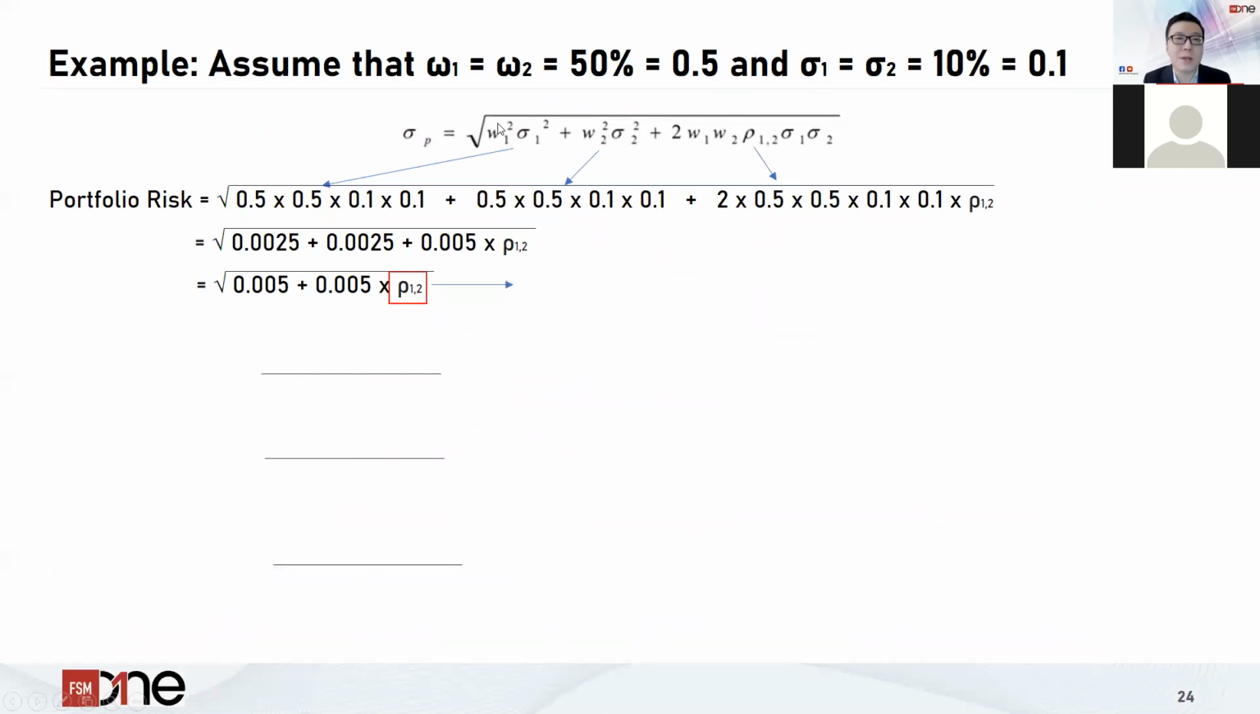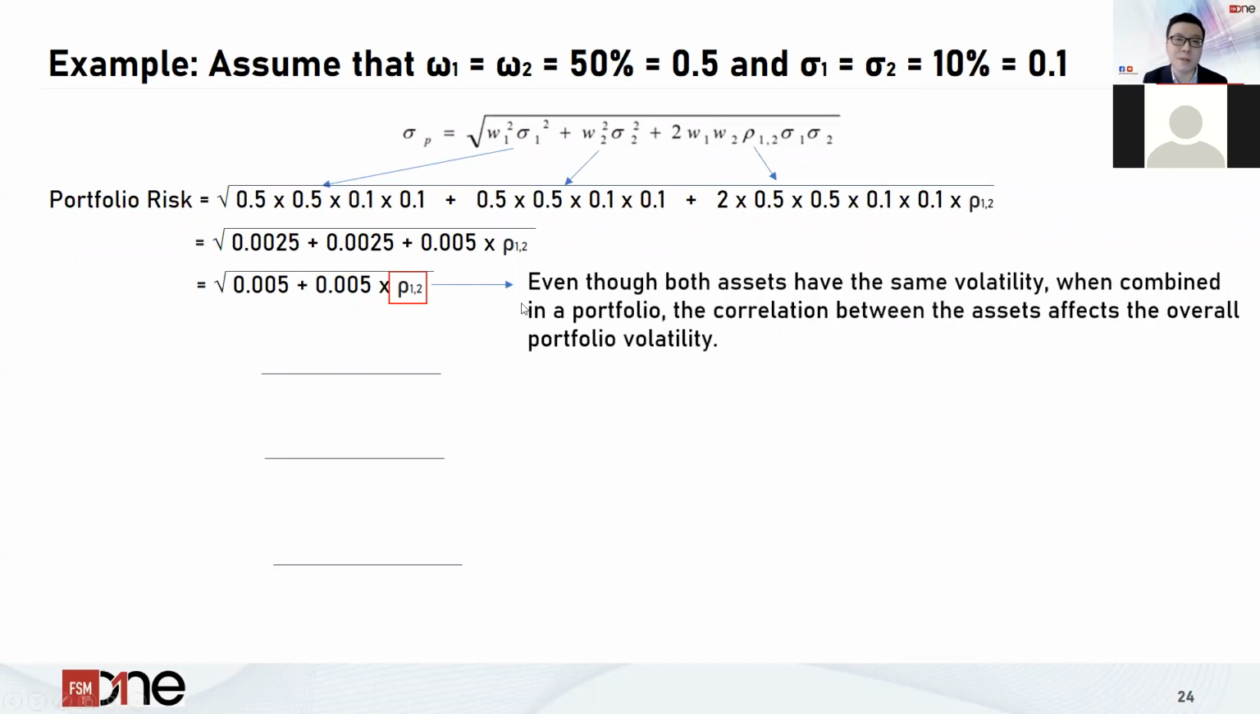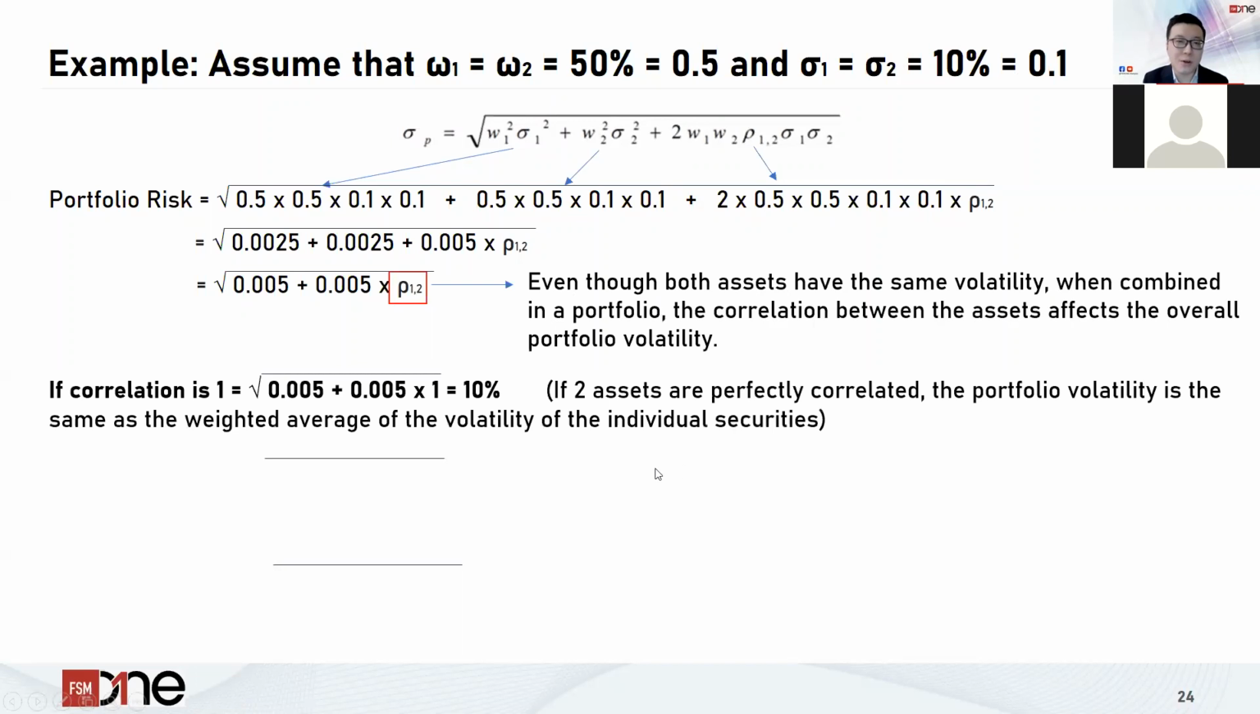Okay, example here. Assume that we have asset 1, asset 2, 50% in each. 50% of your money you invest in asset 1 and 50% in asset 2, and both have exactly the same standard deviation of 10%. Then these are all the formulas. So let's say the correlation between these two assets is 1. So they are the same, perfectly correlated.